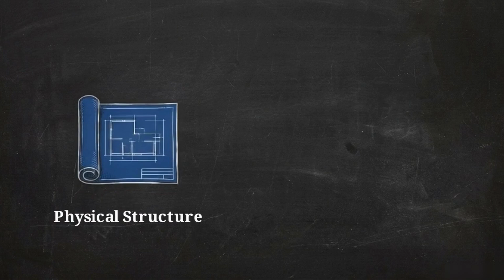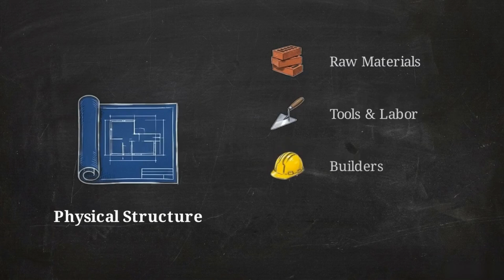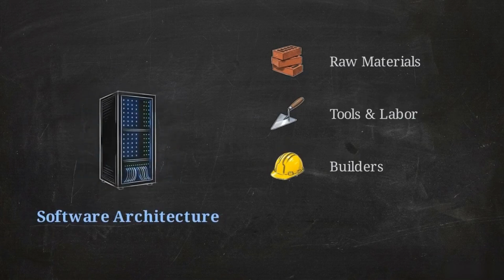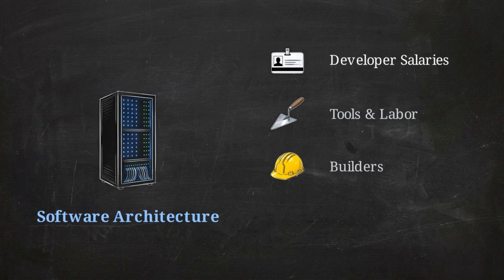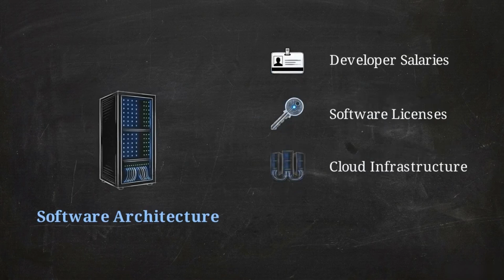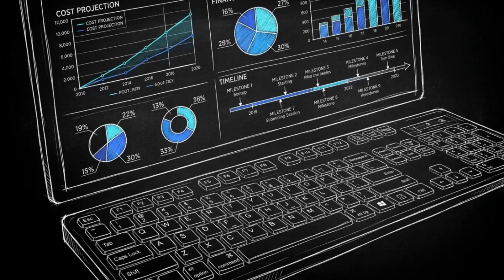Before building a house, the owner calculates exact material and labor expenses, pricing out bricks, cement, and builders. Software requires that exact same accounting for digital materials. Instead of bricks, you pay for developer salaries, software licenses, cloud infrastructure, and rigorous testing. A software cost estimate requires predicting the expense of that entire digital ecosystem long before development begins.